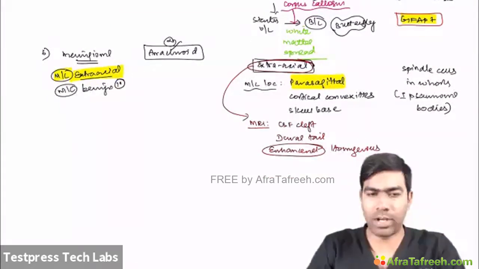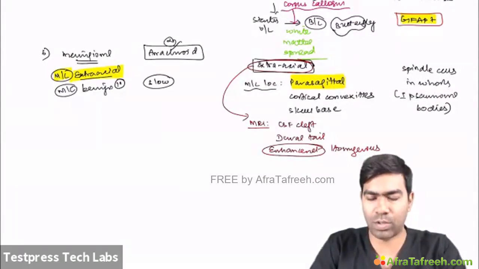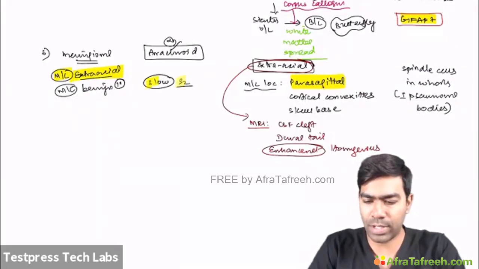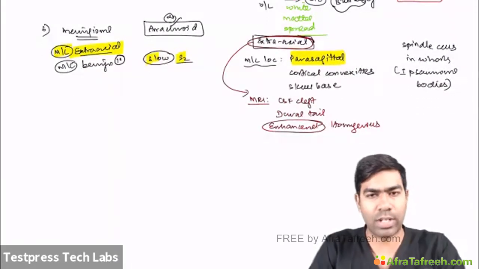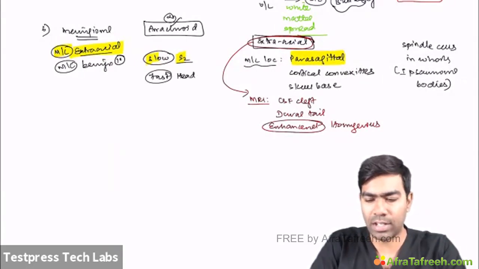And more importantly, how they will clinically present depends on whether it's slow growing or fast growing. Slow growing tumors usually present with seizures. That's why you have to remember slow means seizures, S for S. Suppose it's a fast growing tumor, they will come with a headache plus or minus a focal neurological deficit, but that is very rare.